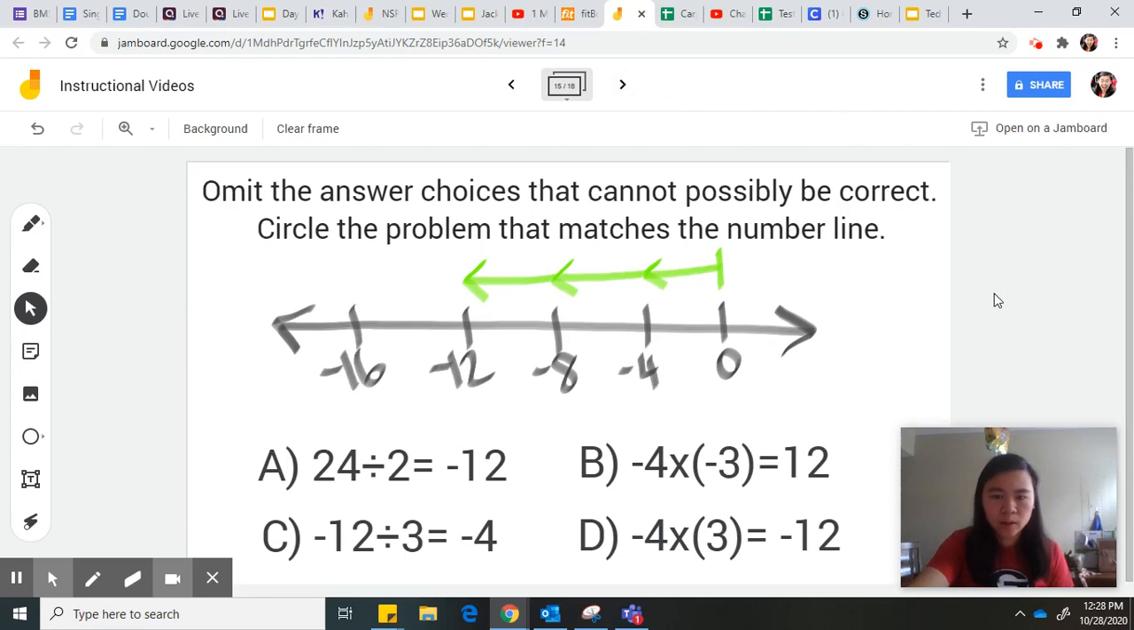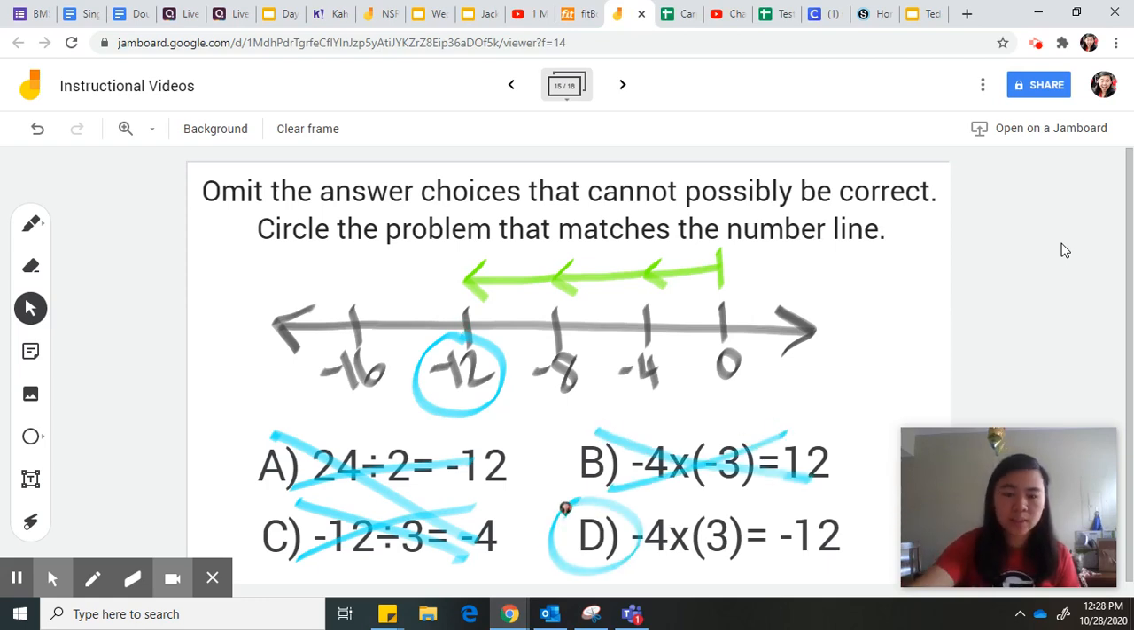Let's do a few more here. Okay, it's starting at 0, so I know that it's not division. Where the arrows end for multiplication is what your answer is. So our answer has to equal negative 12. And out of these two, there's only one that equals negative 12. So our answer is D.